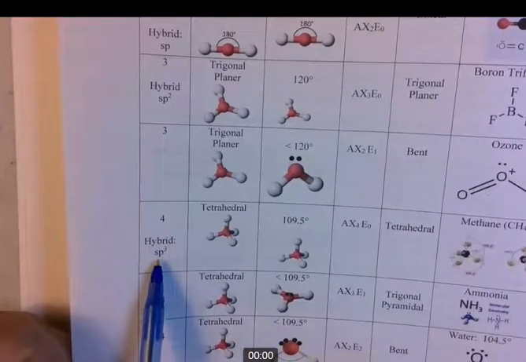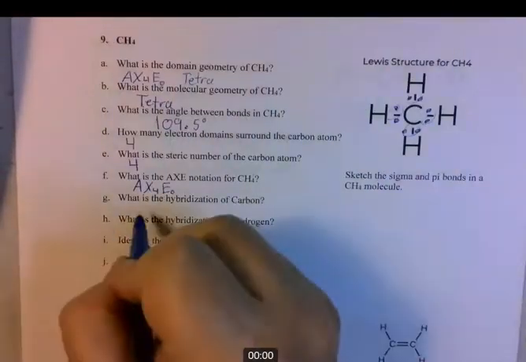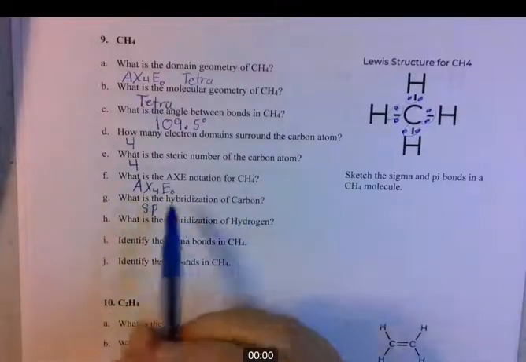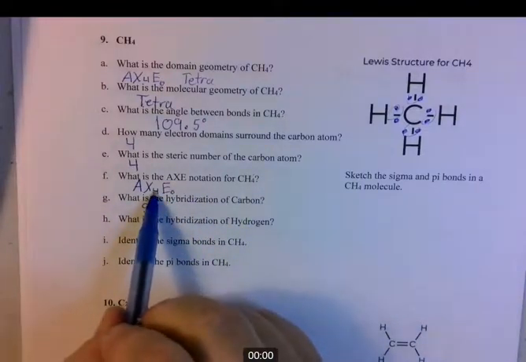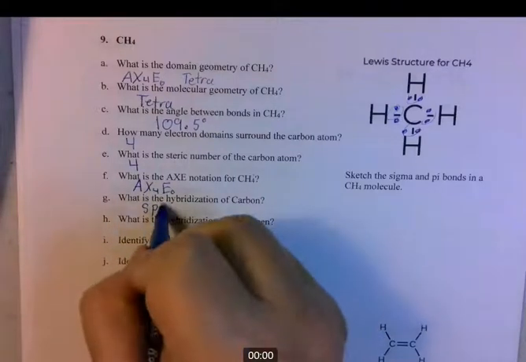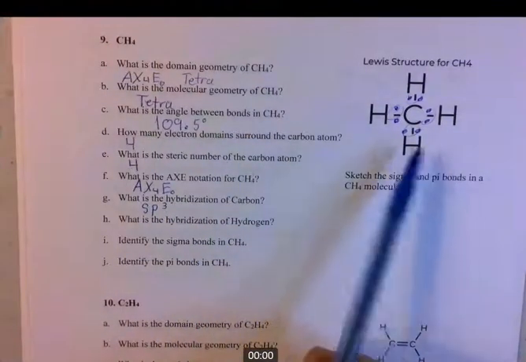It has to have 4 different bonding hybrids. Okay, so it's sp3. Anytime you have AX4E0 or AX anything that's a tetrahedral domain geometry, it's going to be sp3. What's the hybridization of hydrogen? It's not a trick question, it's just to be sure you understand the concept.